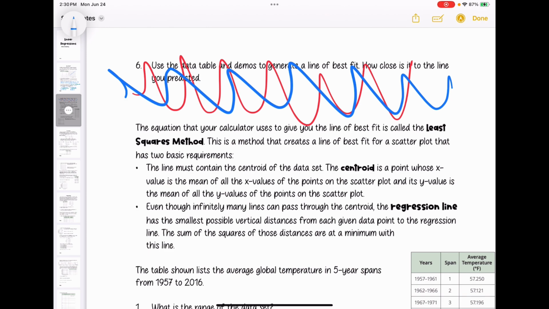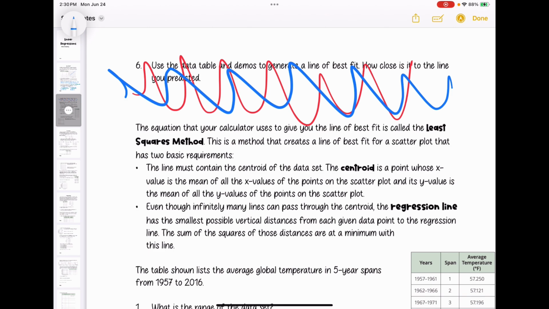All right, so the equation that your calculator uses to give you the line of best fit is called the least squares method. This method creates a line of best fit for a scattered plot that has two basic requirements. The line contains a centroid of the data, and the centroid is a point whose x value is the mean of all x values of the points on the scattered plot, and its y value is the mean of all the y values on the scattered plot.